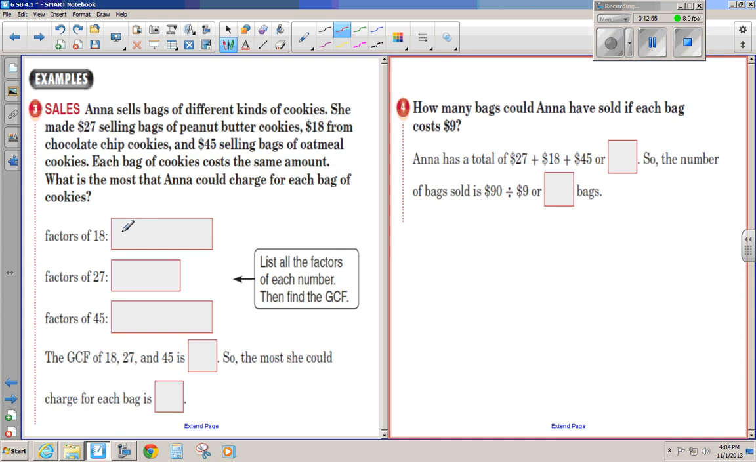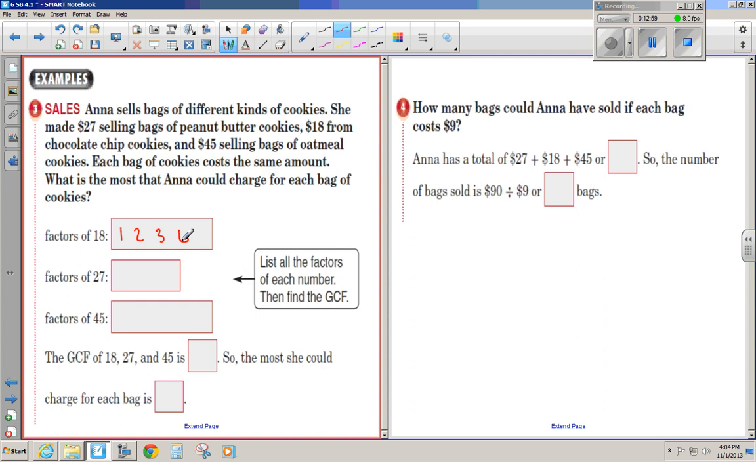18's factors are 1, 2, 3, 6, 9, 18. 27 is 1, 3, 9, 27. And 45 is 1, 3, 5, 9, 15, and 45. So if you haven't written all these down yet, pause the video, write them down, unpause, and now we're going to look at what the common factors are.